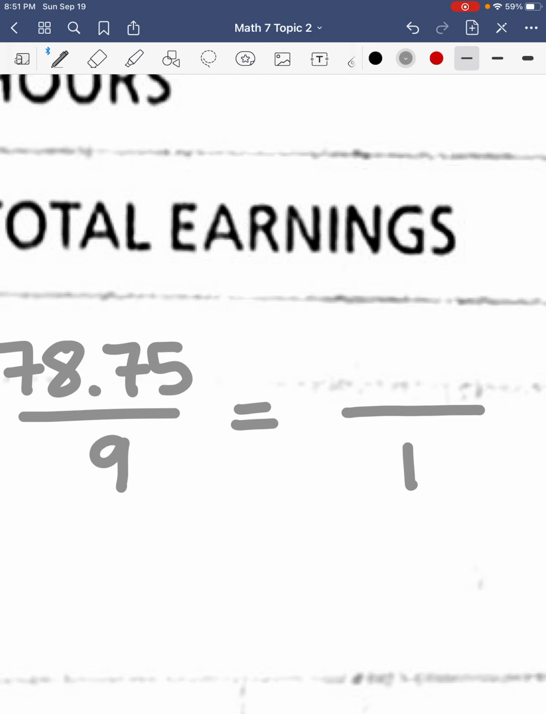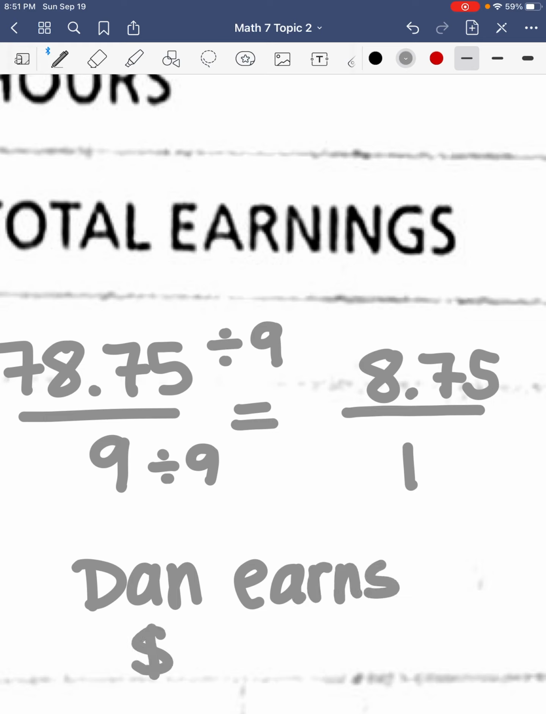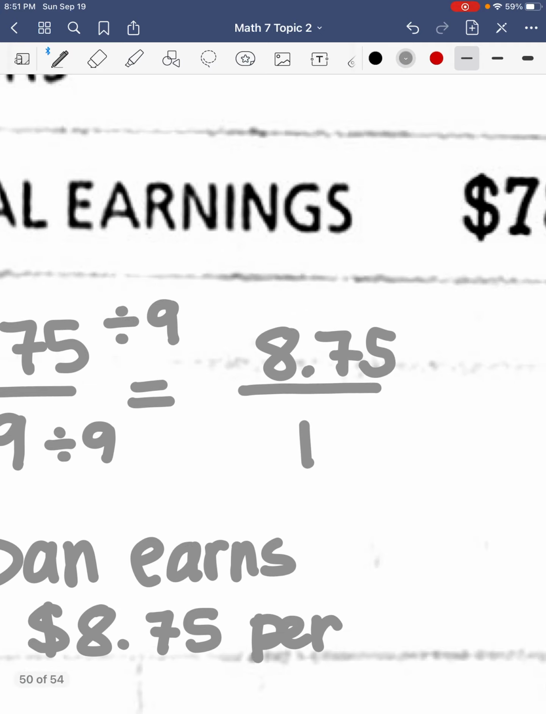Well, I would be dividing by 9. So I'm going to do the same thing on the top. I'm going to divide 78.75 by 9. And again, you can use a calculator. If you put that into your calculator, you're going to get 8.75. So what does that mean? That means that Dan earns $8.75 per hour.